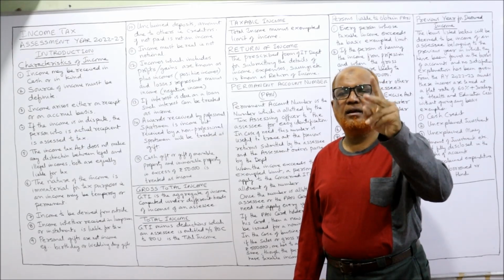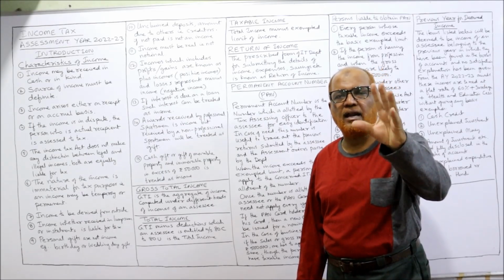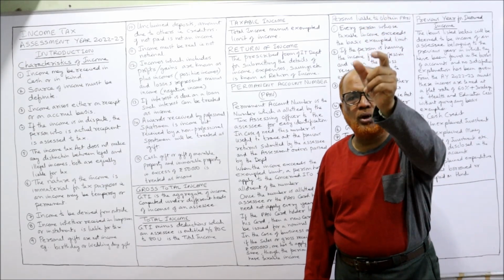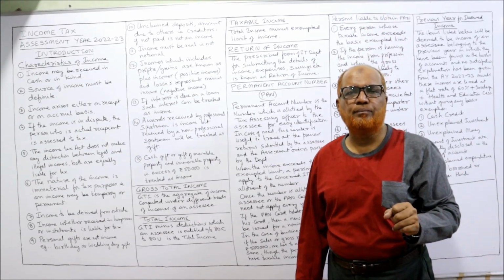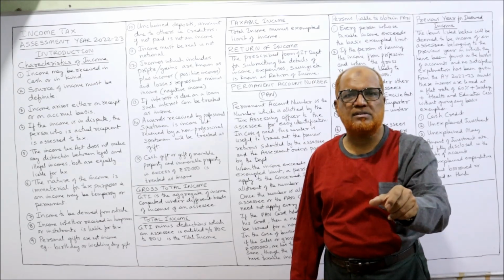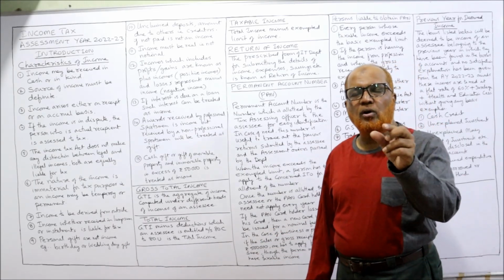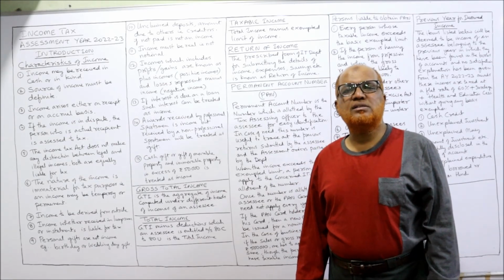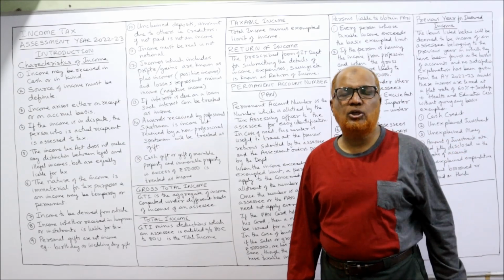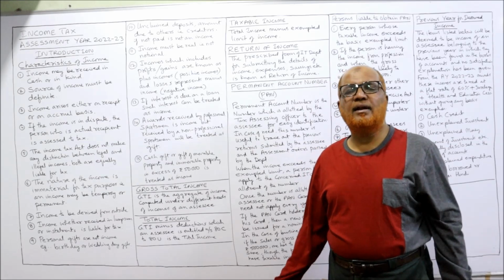Income from salary, income from house property, profits and gains of business and profession, capital gain, and income from other sources. If you take the total or aggregate of incomes of all the 5 heads, it is called gross total income. Now, from gross total income, deductions are available under section 80C to 80U. After deducting all deductions available, we get the total income.